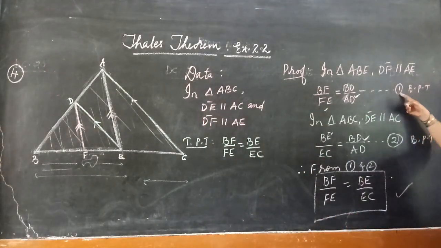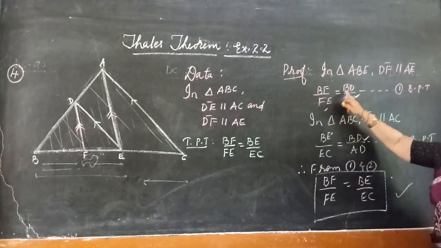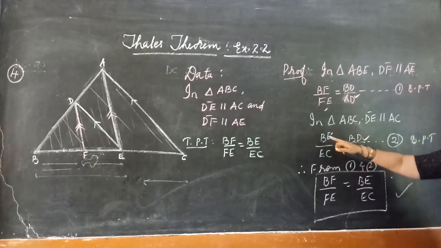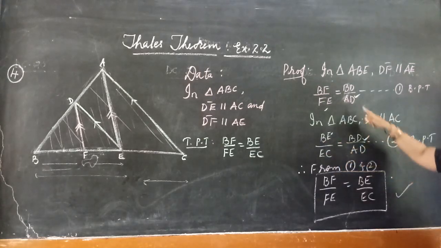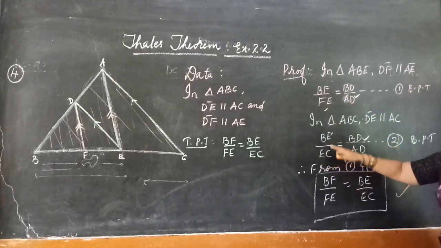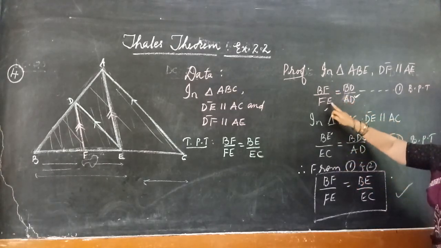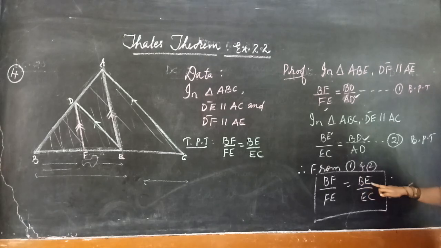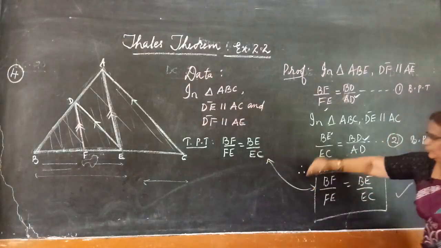Now compare 1 and 2. BF by FE ratio is equal to BD by AD. In the same way, BE by EC is also equal to BD by AD. Things which are equal to the same thing are equal to one another. Therefore, from 1 and 2, BF by FE is equal to BE by EC. This is what we have to prove.